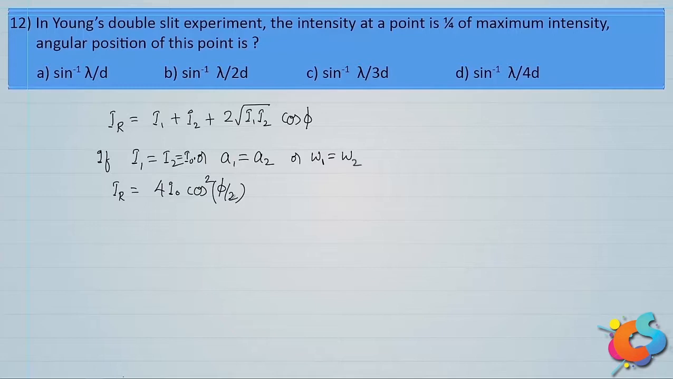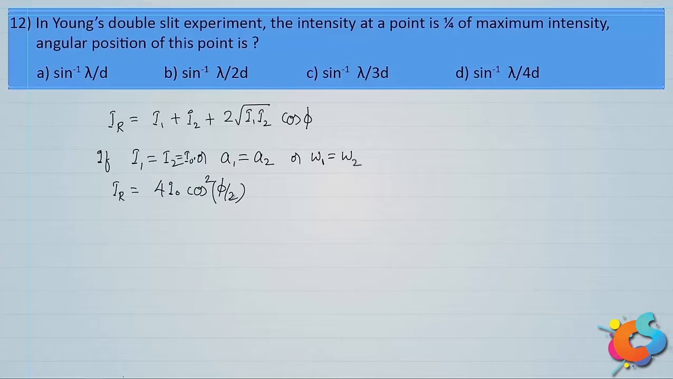Now, since it is not mentioned in the problem that the two individual intensities are unequal, you can take them as equal. So, when it is not mentioned that the slit widths are different or the amplitudes are different or the individual intensities are different, you can always take the help of this expression for resultant intensity at any point on the screen. That is, IR is equal to 4 I naught into cos square phi by 2, which is to be treated as the most important expression in interference and in Young's double slit experiment.